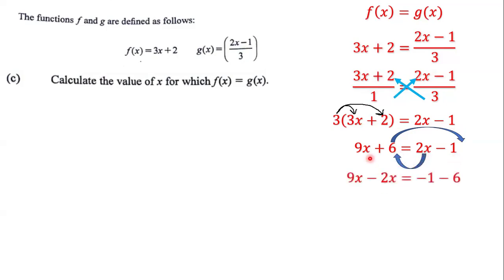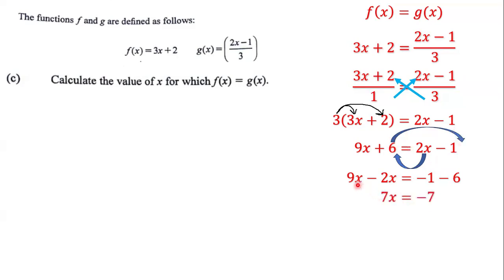And what does that give us? Well, when we send the 2x over, it was a positive 2x, so when we send it over, it becomes a negative 2x. So we have 9x minus 2x. And then we have the 6 here, and we send that over, that's negative 6. So 9x minus 2x is going to be equal to negative 1 minus 6, because this was a positive 6, and when we send it over, it's a negative 6.